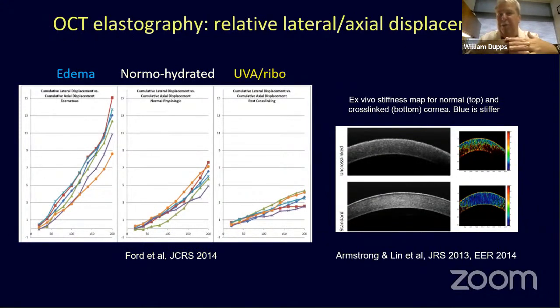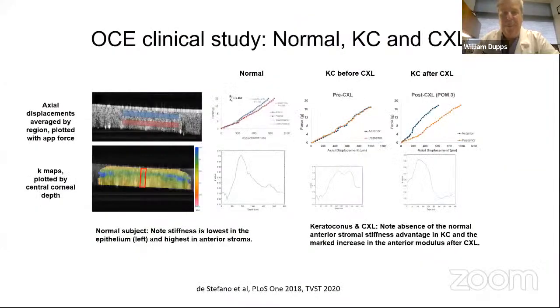There's an idea that there's a slippage mechanism, Keith Meek described, where the collagen slides apart from itself. And this would probably provide some resistance. This may be part of why cross-linking works to stabilize the condition. And on the right, just to show that we can generate color maps with depth resolved properties, where blue shows us stiffer corneal properties and red shows weaker corneal properties. And even in these rabbit eyes, we can see there's a gradient of stiff to weak from the front to the back in normal eyes. And then after cross-linking, the entire corneal depth there is stiffer.